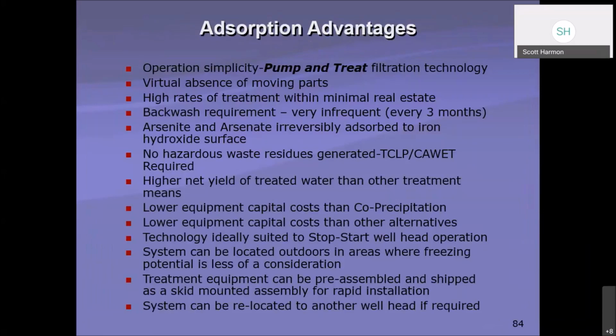We talked kind of about this at the beginning, this pump and treat thing. So you can get high rates with minimal real estate. You can retrofit. Capital costs are possibly lower. I'm not going to say they are lower. Equipment costs could possibly be lower. Technology is ideally suited to stop and start wellhead operation.